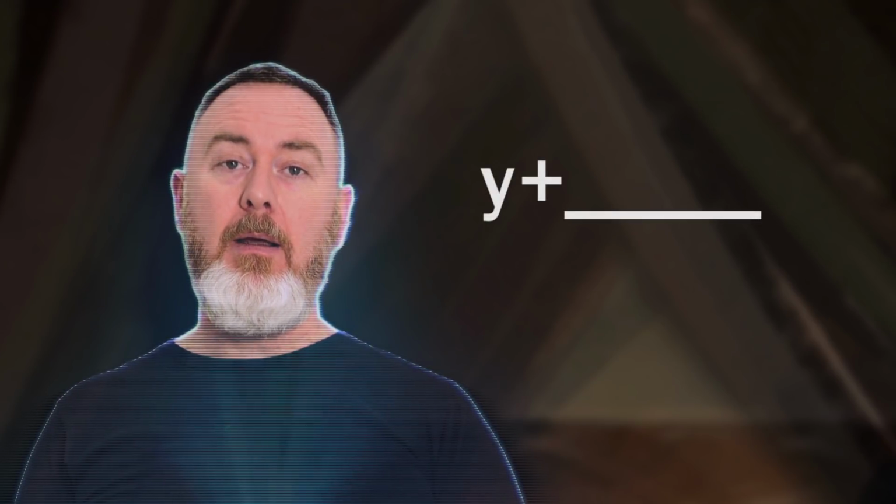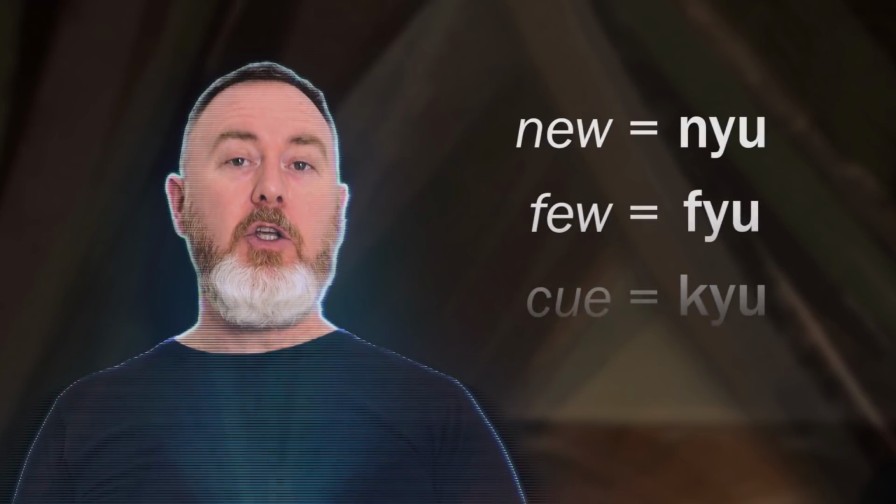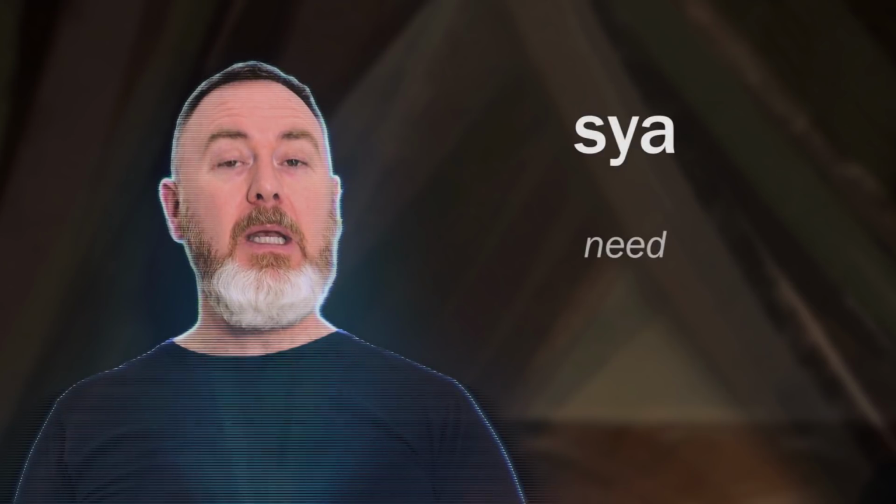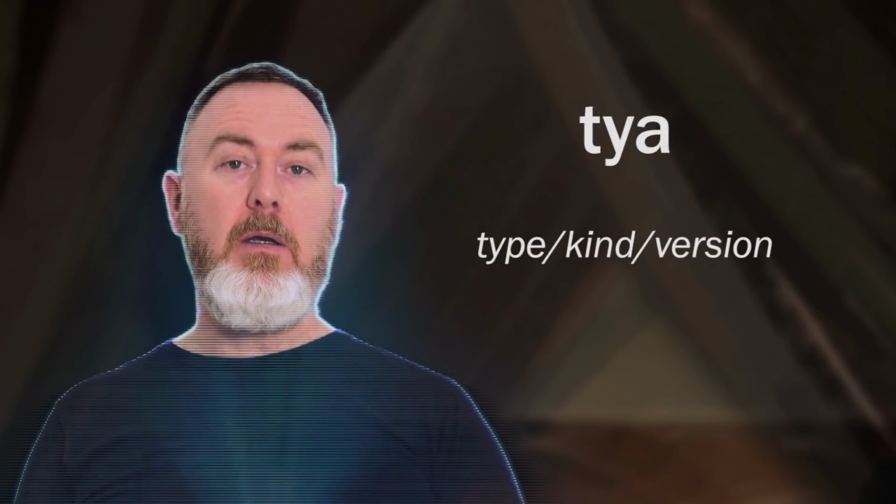Somewhat similar to rounding with u, we also have palatization with y. In English, we don't write it with y, but we have palatization in the words new and few and q in most of our dialects. In Xi'an, you will learn that sya is xia, meaning need, and tya is tia, meaning type or kind or version.